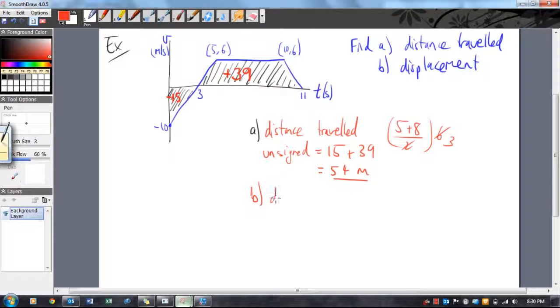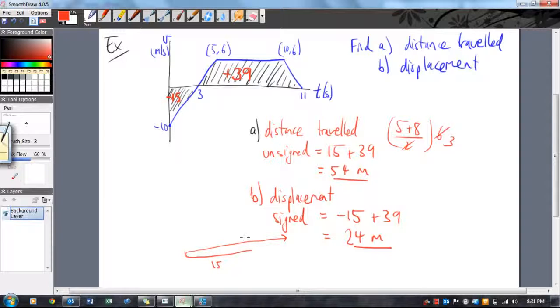Part B, what's its displacement? Well, its displacement will be its signed area. So what we want is its signed area, so that's equal to negative 15 plus 39. Okay, and that's equal to 24 meters. And that's obvious because it's gone negative 15, so it's gone 15 in that direction, and then it's gone 39 in that direction, and so it ends up at 24. And so that's a nice little simple one.